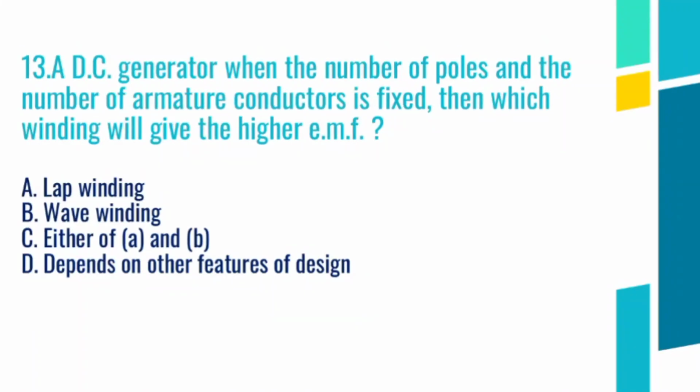Coming to next question. A DC generator, when the number of poles and the number of armature conductors is fixed, then which winding will give the higher EMF? Lap winding, wave winding, either A and B, or depends on feature of design. For higher voltages and lower currents, we go for wave winding, whereas for higher current and low voltage, we go for lap winding. Hence, B, wave winding is the answer.